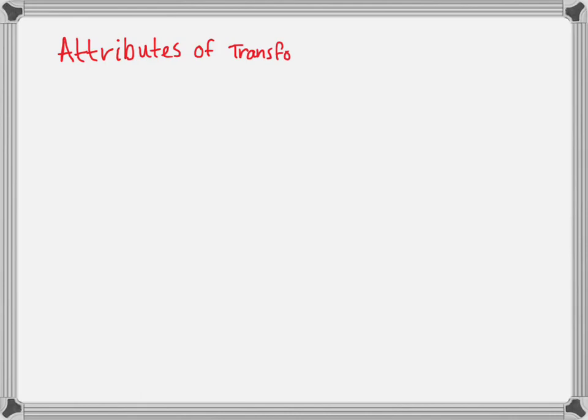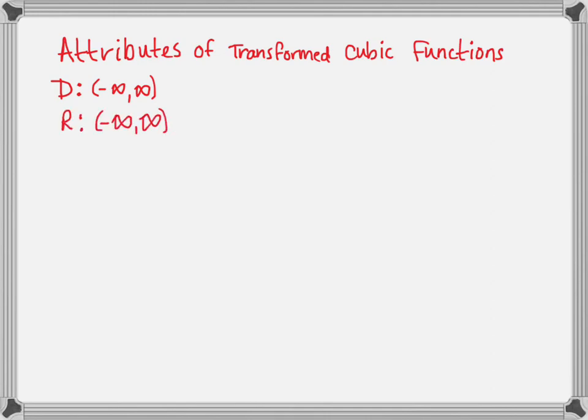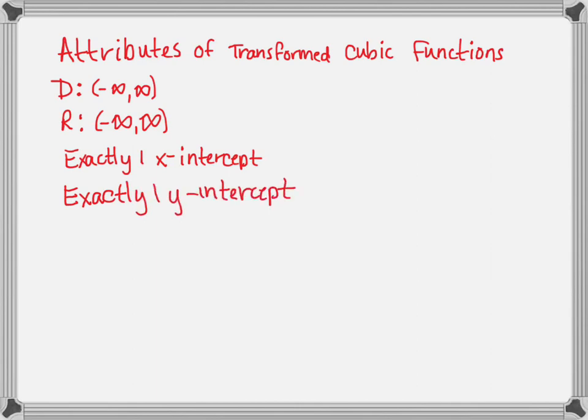So let's look at some attributes of transformations of the cubic functions. All cubic functions have a domain of all real numbers, so from negative infinity to positive infinity. All cubic functions have a range also of all real numbers, so negative infinity to positive infinity. All cubic functions have exactly one x-intercept. All cubic functions have exactly one y-intercept. And all cubic functions have rotational symmetry about a point. And our point would be the point c, d.